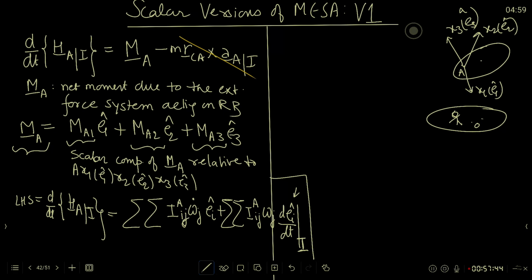Okay. I want to extract 3 scalar equations from it. It is still a vector equation. Extract 3 scalar equations. Yes, like that. And those 3 scalars I will match with M_A1, M_A2 and M_A3. That will make it version 1, the first scalar version of MESA.